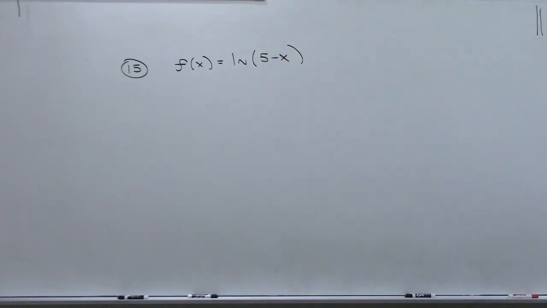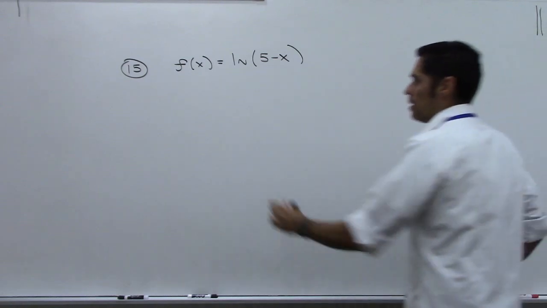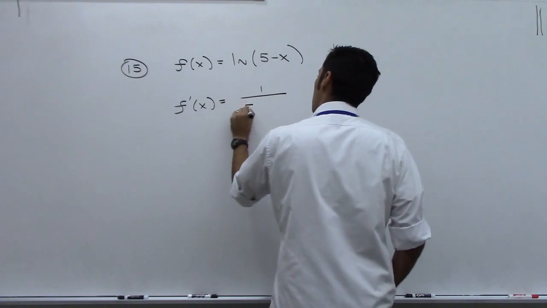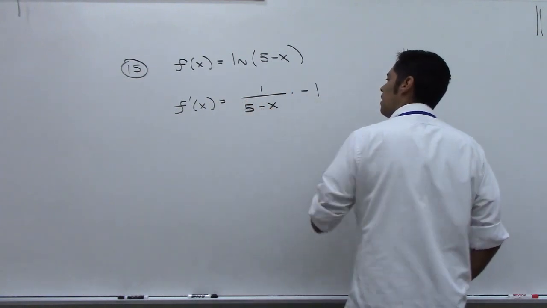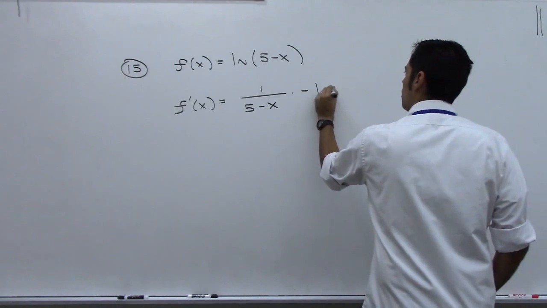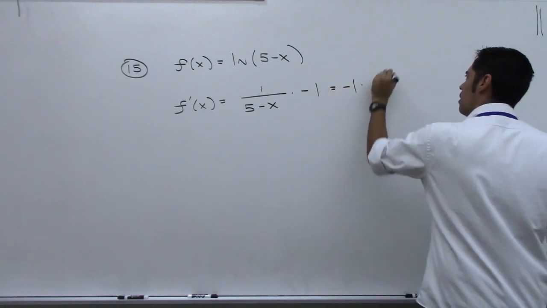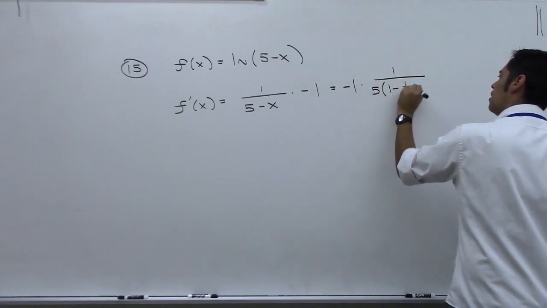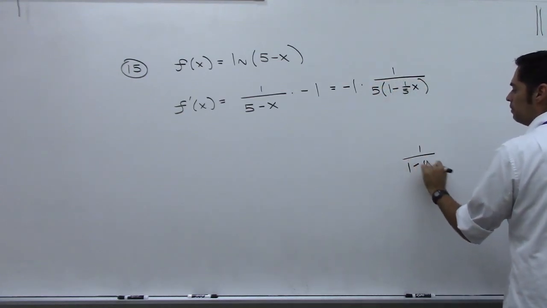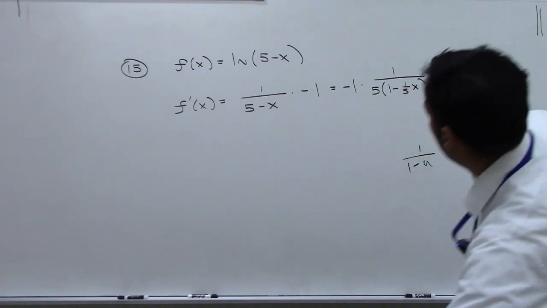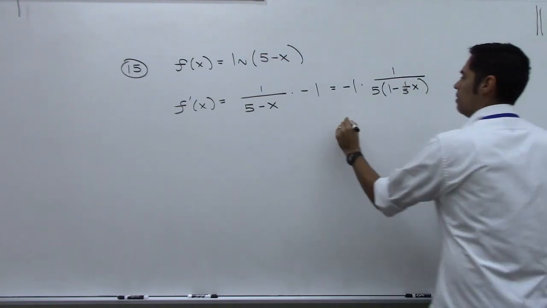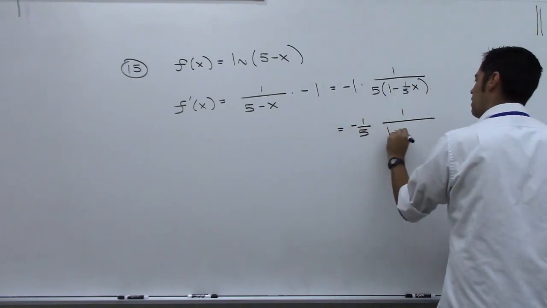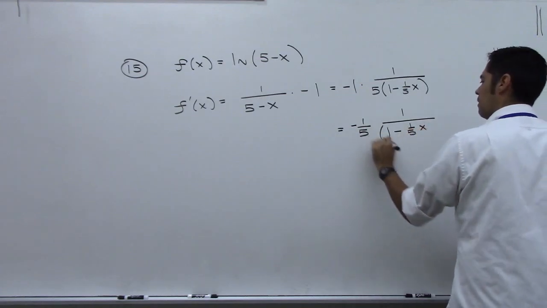All right, so let's take the derivative of that real quick. The derivative of this is 1 over 5 minus x times negative 1. And that's equal to negative 1 times 1 over, let's factor out a 5 on the bottom, 5 minus 1/5 x. Trying to make it look like 1 over 1 minus u. I'm working on it. And that's equal to negative 1/5 times 1 over 1 minus 1/5 x.